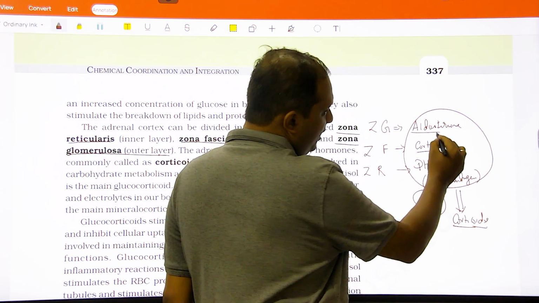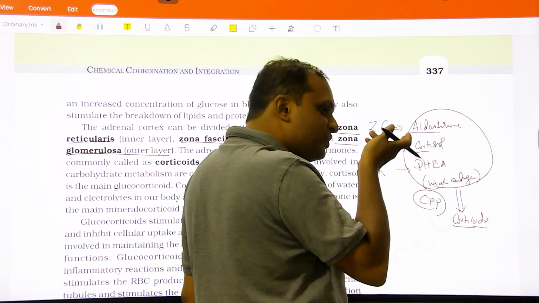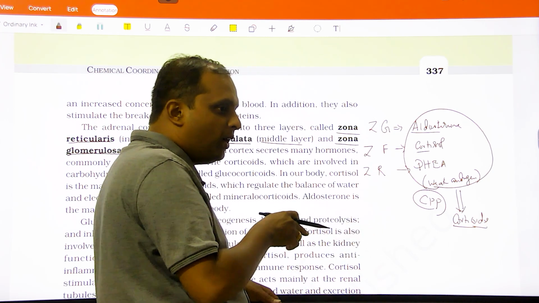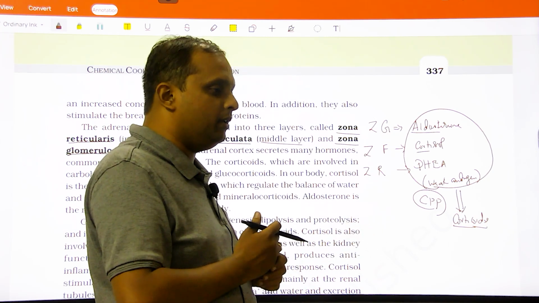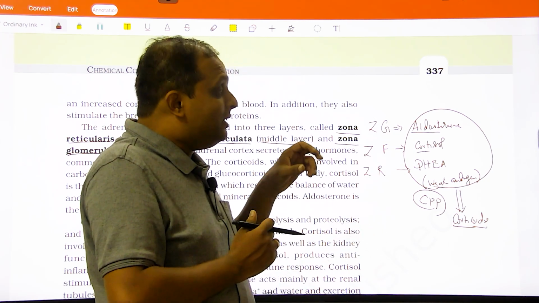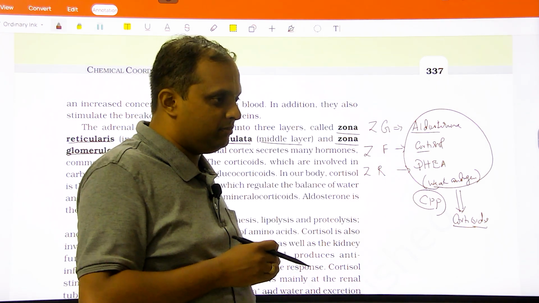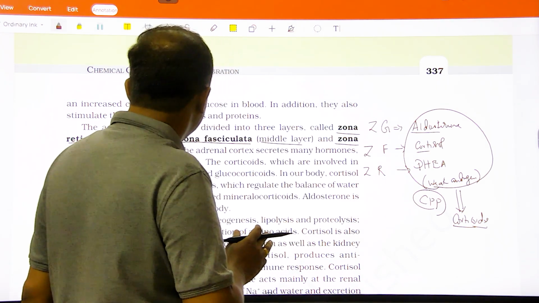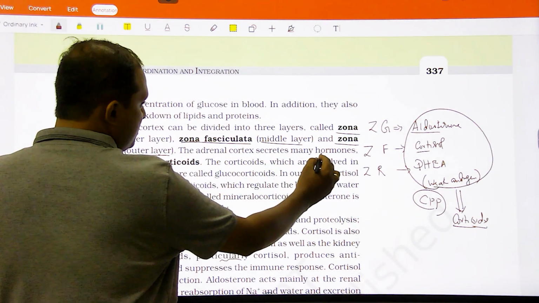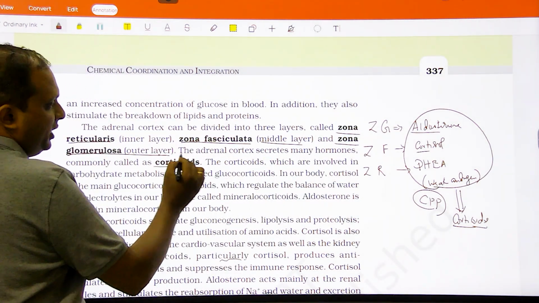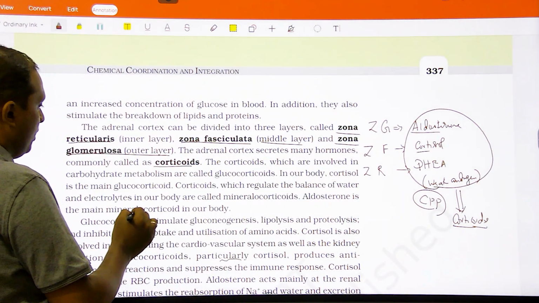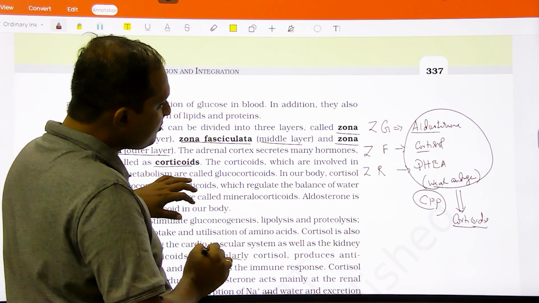This is aldosterone, progesterone. Progesterone, though it is not involved here, you can note the very chemical nature of the hormone right from the term. Is that clear? So the adrenal cortex creates many hormones commonly called corticoids. Okay, listen.